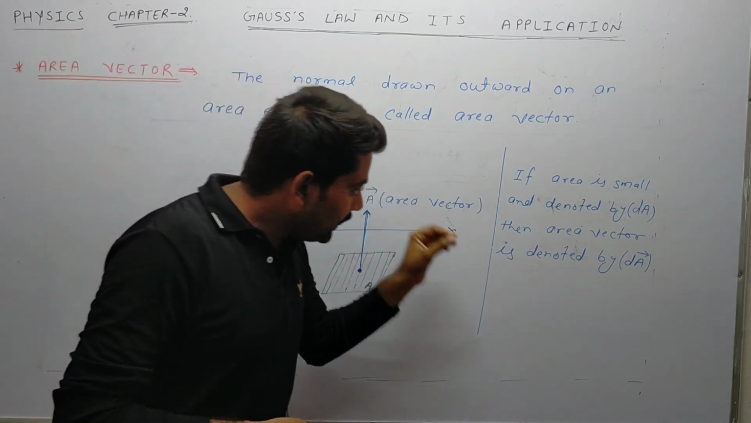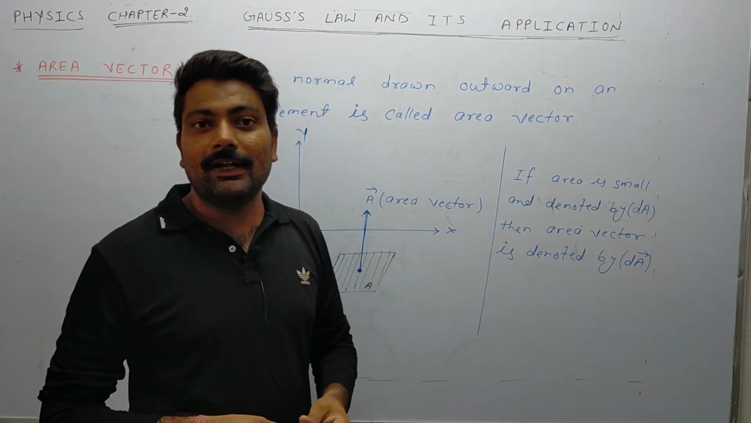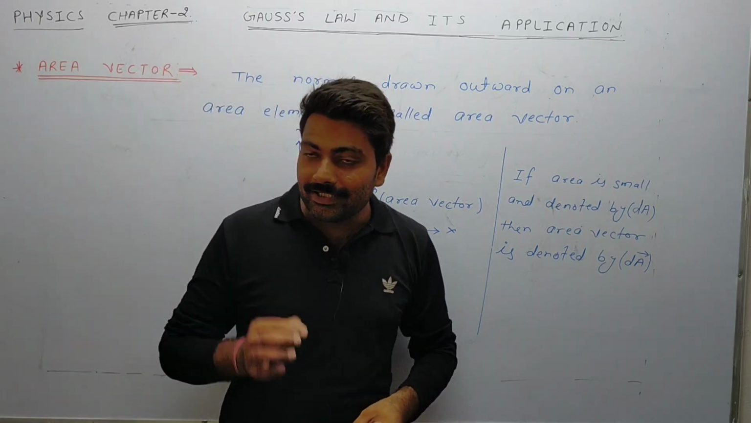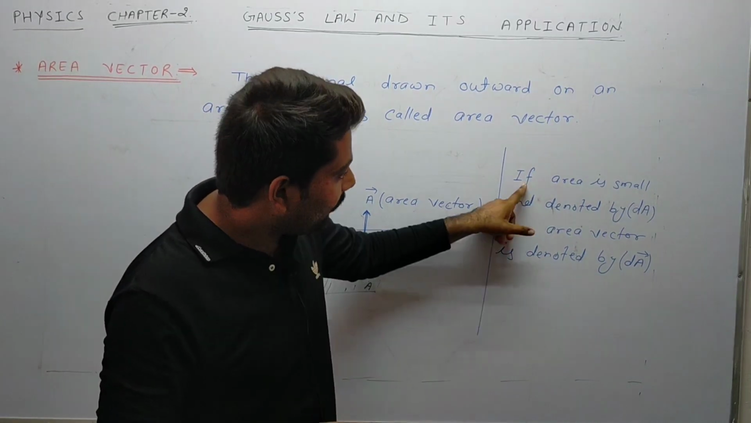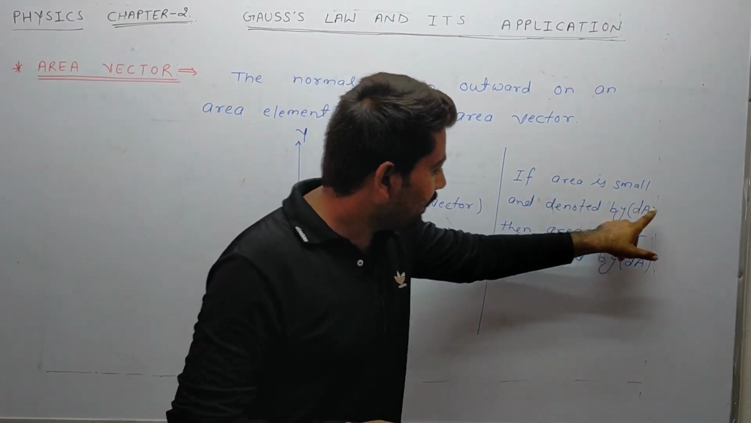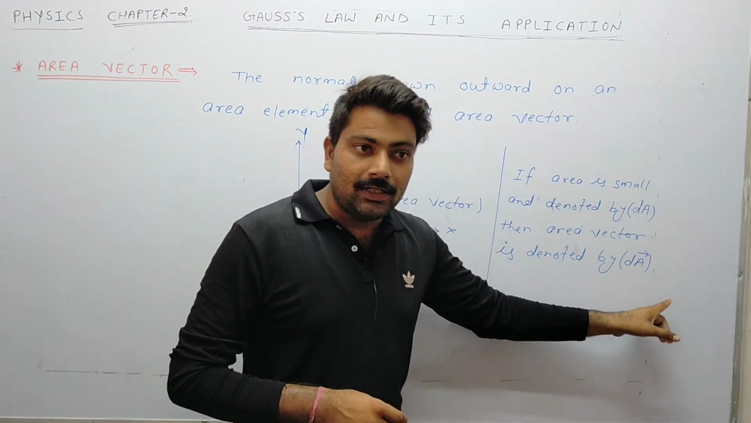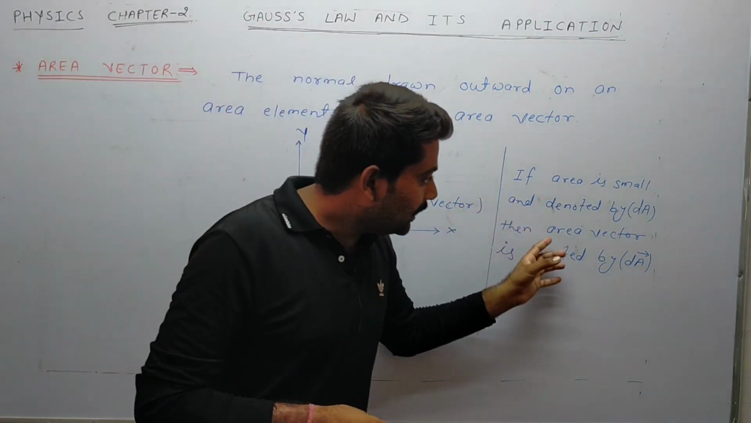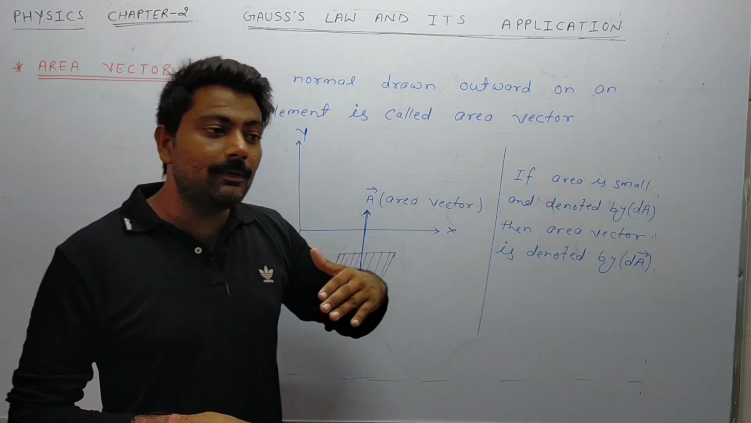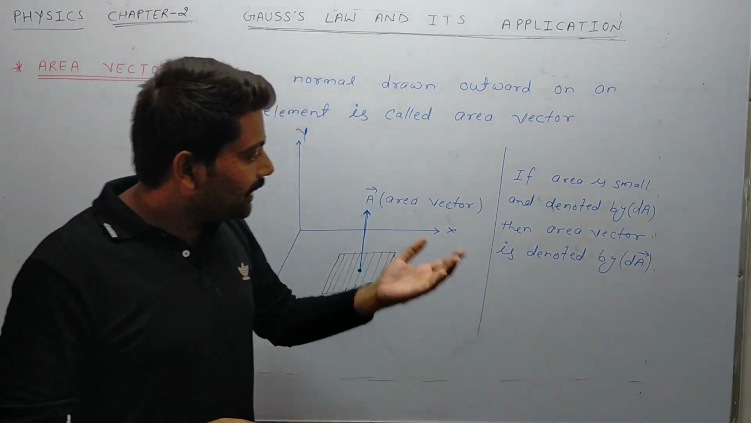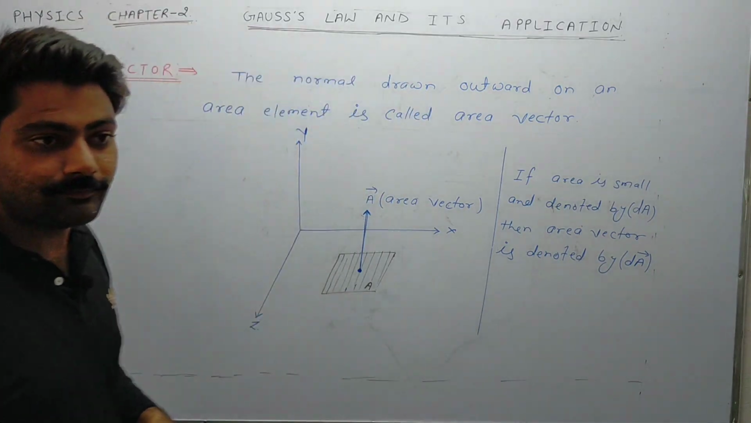If any other area is denoted by S, then the area vector is written as S vector. If the area is small and denoted by dA, then the area vector is denoted by dA vector. If the area is denoted by ds, then its area vector is denoted by ds vector.